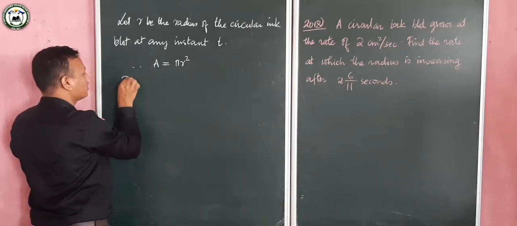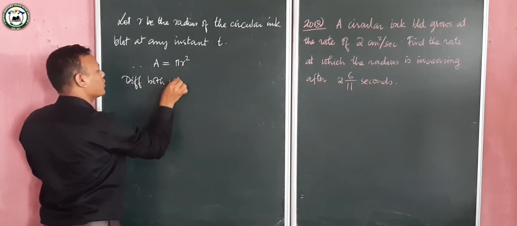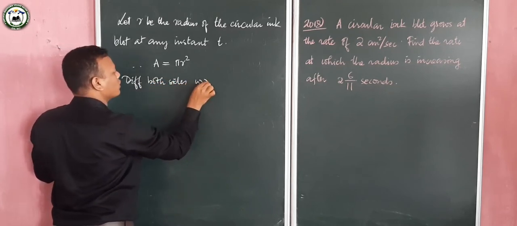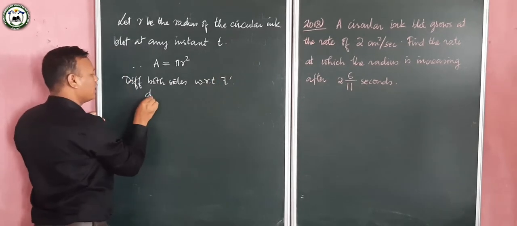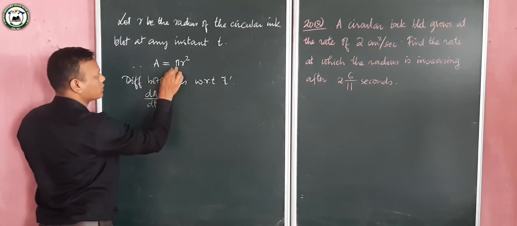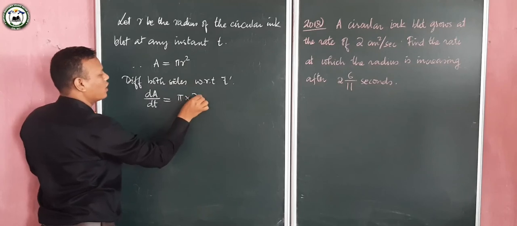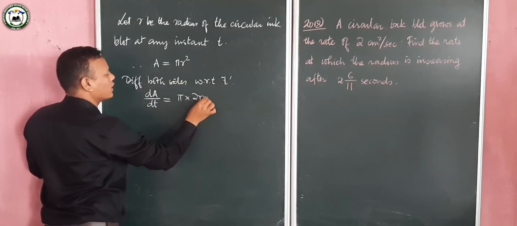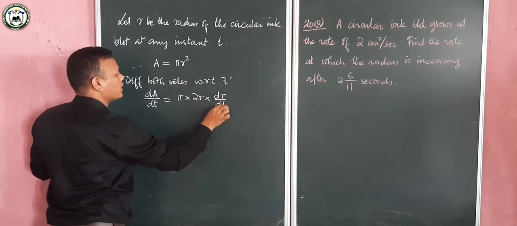So differentiating both sides with respect to t, we get dA by dt out here. And here, the derivative of pi r square is 2r, into, since we differentiated r, dr by dt. So this is dr by dt, right.